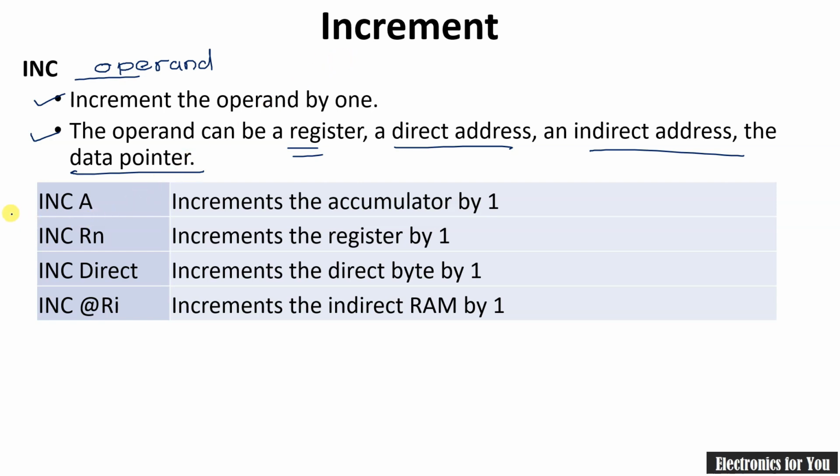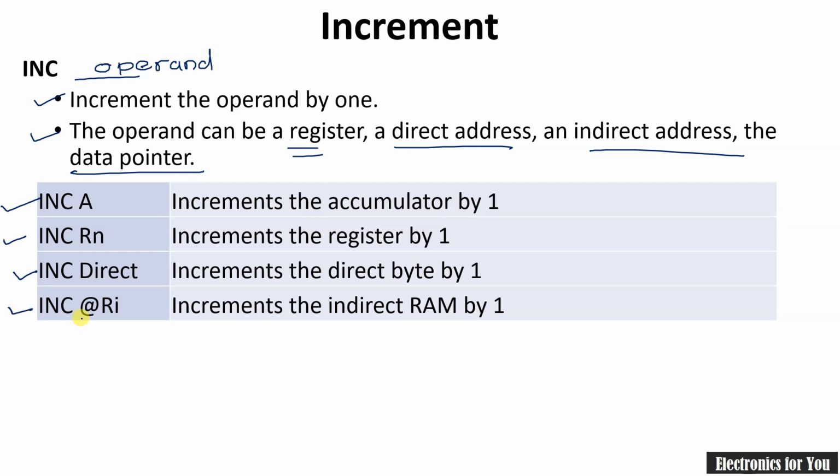These are the different increment instructions. INC A means the content of the accumulator is incremented by 1. INC Rn increments the content of register Rn. INC direct means increment the content of the direct memory address indicated here. It may be just like this, INC 30H. 30H is the memory location. There may be some data stored, say 5H. After INC 30H, this 5H will be incremented to 6H, and so on.